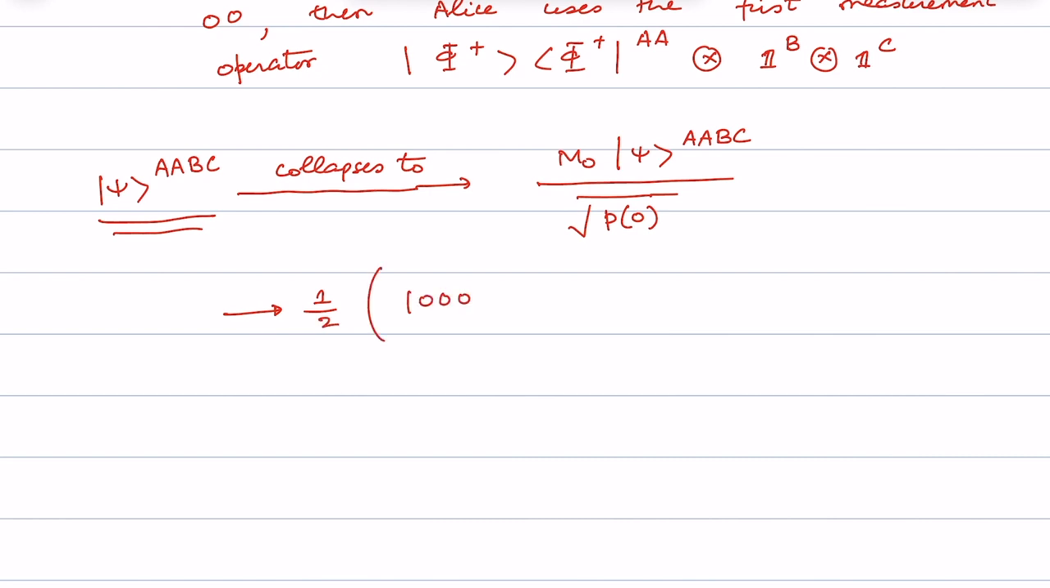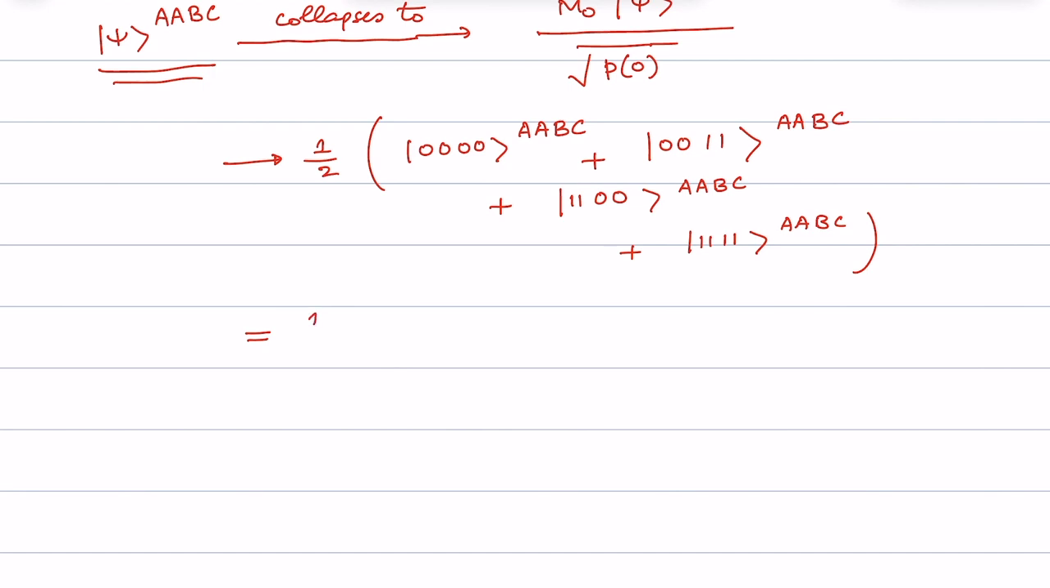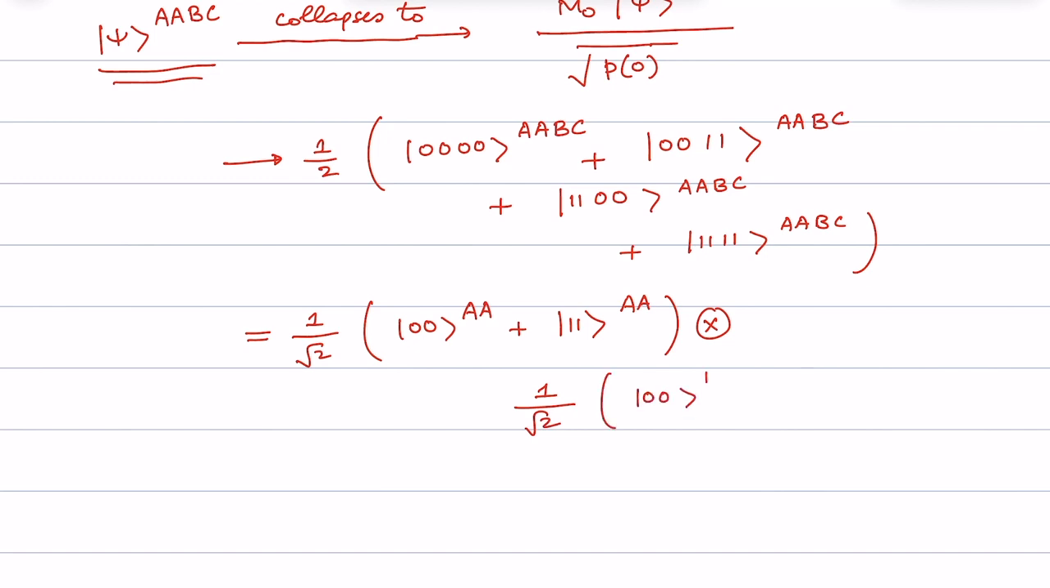0, 0, 0, 0, AABC plus 0, 0, 1, 1, AABC plus 1, 1, 0, 0, AABC plus 1, 1, 1, 1, AABC. And this can be actually expressed as 1 by root 2 (0, 0, AA plus 1, 1, AA) direct product with 1 by root 2 (0, 0, BC plus 1, 1, BC).